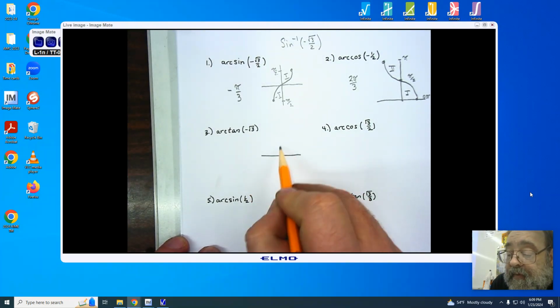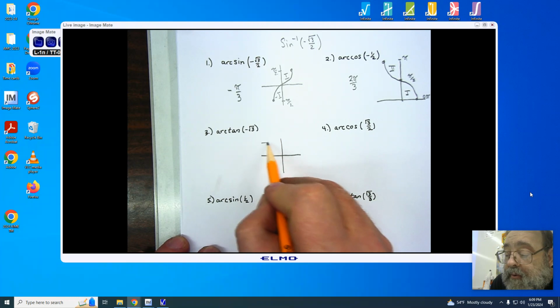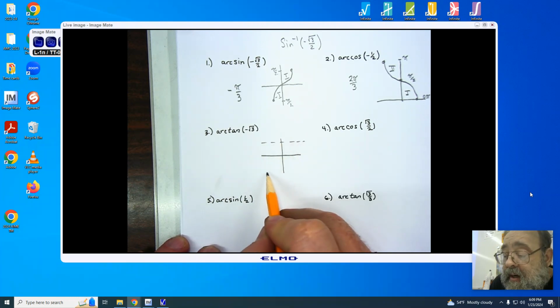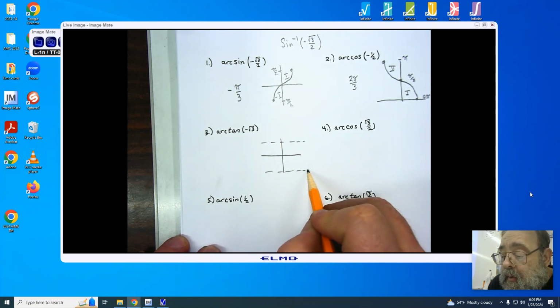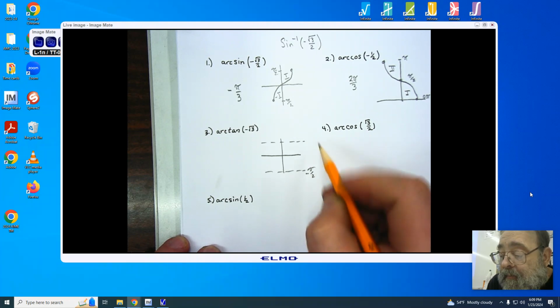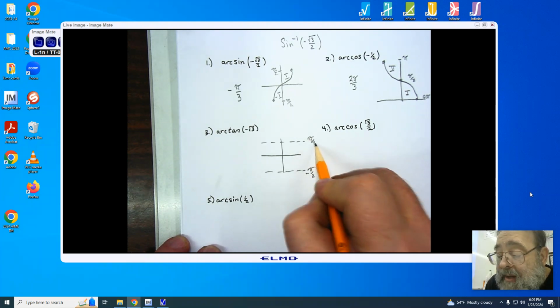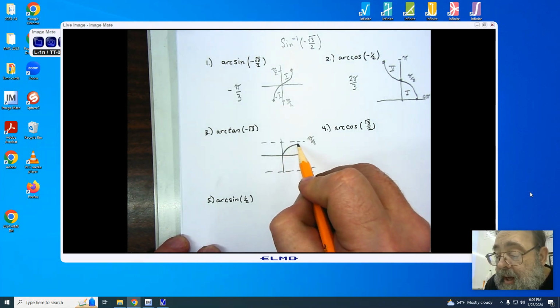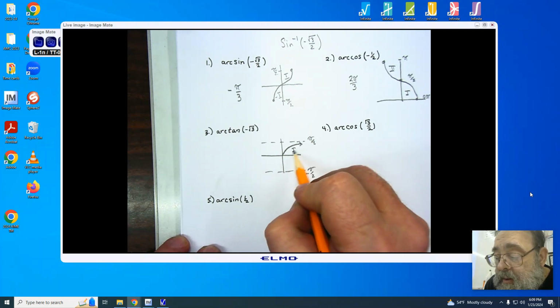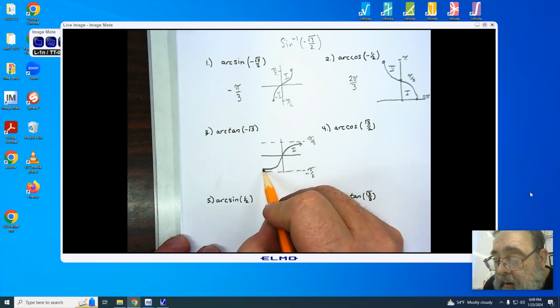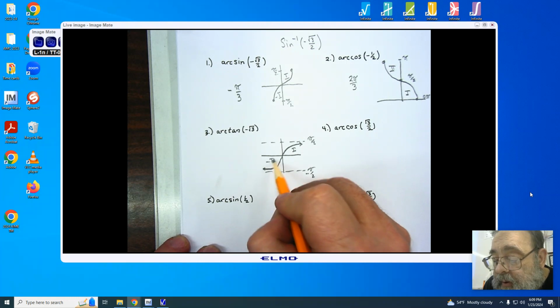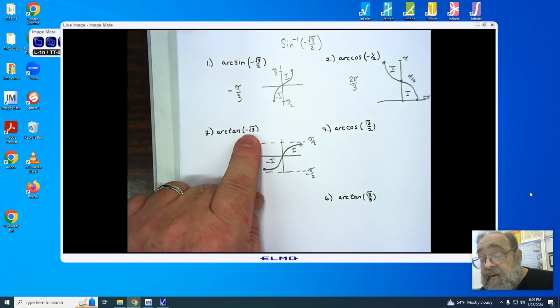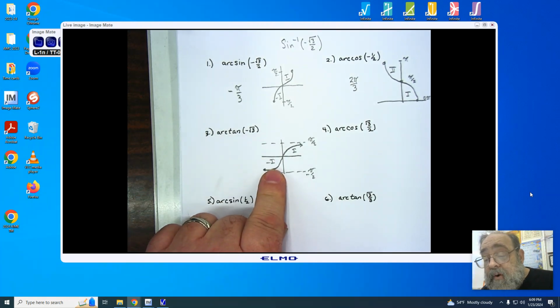Then when I talk about the arctangent, it is only in the first quadrant and the negative first quadrant, but unlike sine, it cannot include pi over 2 and negative pi over 2. Those are now asymptotes. And I'm looking at an answer in the first quadrant and in the negative first quadrant. So if I have a negative ratio, it's the negative first quadrant.